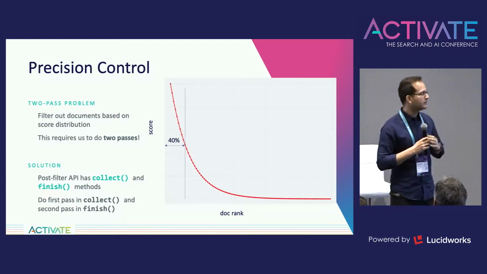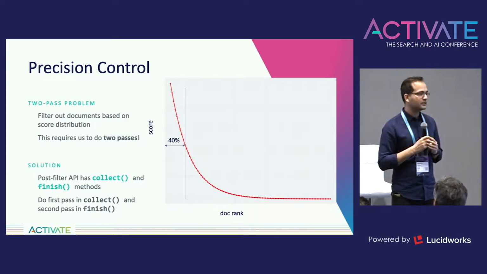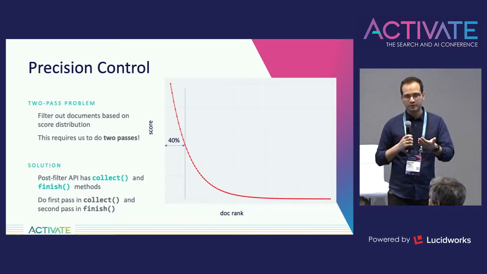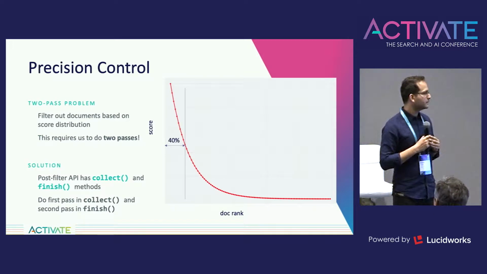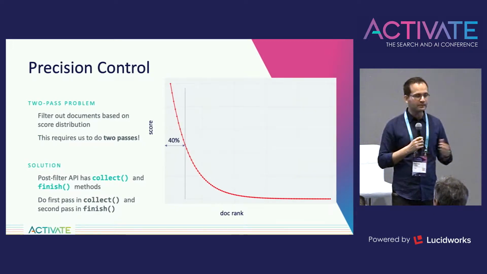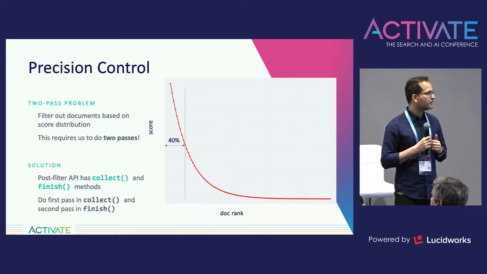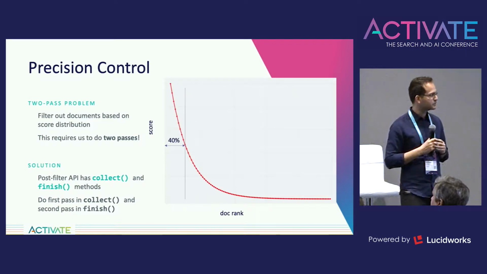There are two aspects here. One is to determine how you're going to come up with the score threshold, and the other is actually implementing it and filtering out documents that don't meet this threshold. The problem is that you need to do two passes. The first pass is to determine the score distribution, and the second is to go over the documents again and filter out the ones that don't satisfy the threshold.